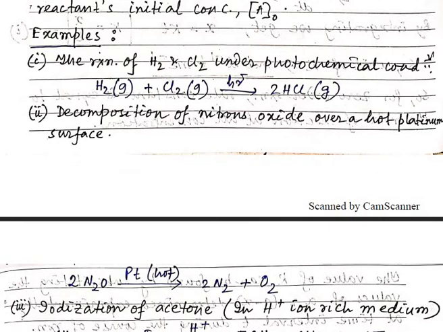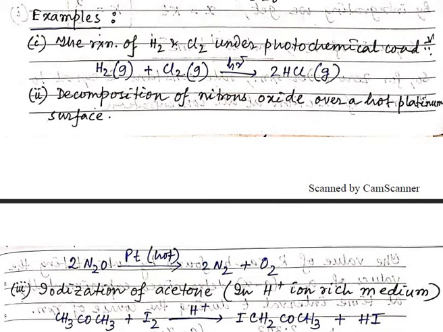The first example is the reaction of H2 and Cl2 under photochemical conditions. H2 plus Cl2, if I put h nu, that means sunlight, that's why I have written the photochemical condition, we will get HCl gas. So that is an example of a zero order reaction. If I think that H2 is 1 and Cl2 is 1, that should be a second order reaction. So that is the calculated order. But if I do the experiment, we can see that the order is 0. That means the rate of the reaction is independent of the concentration of the hydrogen gas and the chlorine gas.